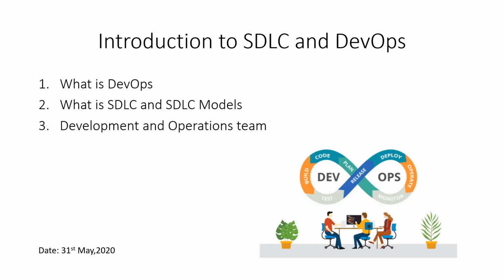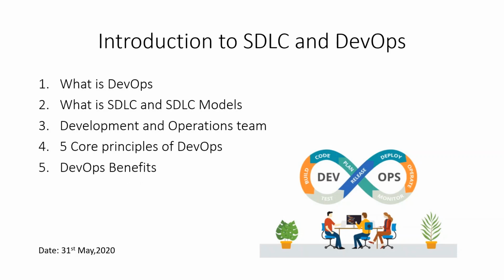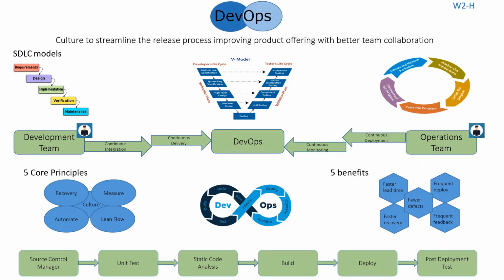I will explain development and operation teams, their roles and responsibilities, and how DevOps helps them in transformations. And what the 5 core principles of DevOps are, DevOps benefits for the organization, and finally end up with explaining a simple DevOps pipeline design. And the overall picture looks like this.